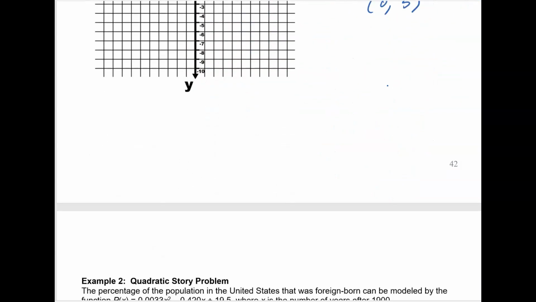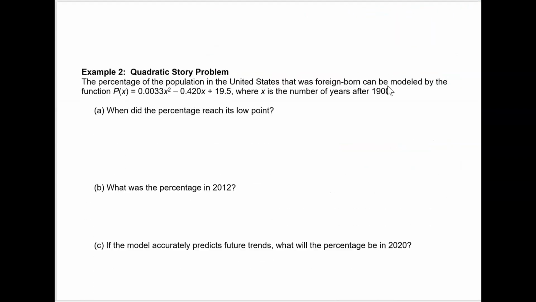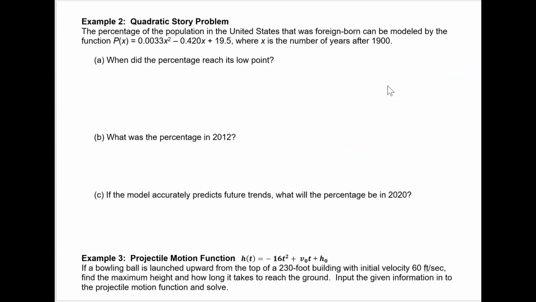And then don't forget too, you can always use the graphing software Desmos to double check your work. So let's try some story problems with some quadratics. This first one, we've got a model of percentage of the population where x is the number of years after 1900. So pay attention there. When you've got problems like that, it just makes it a little trickier. We're just going to highlight that so that we are aware of it.